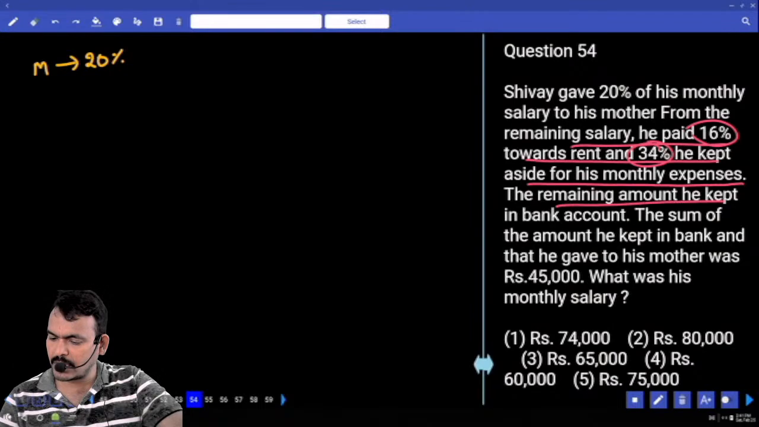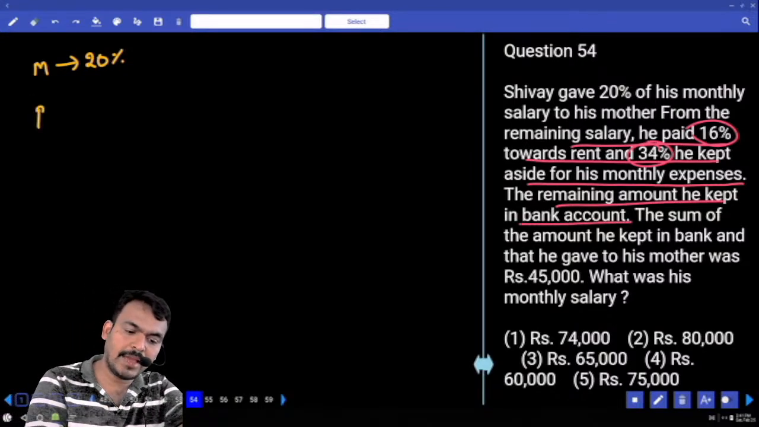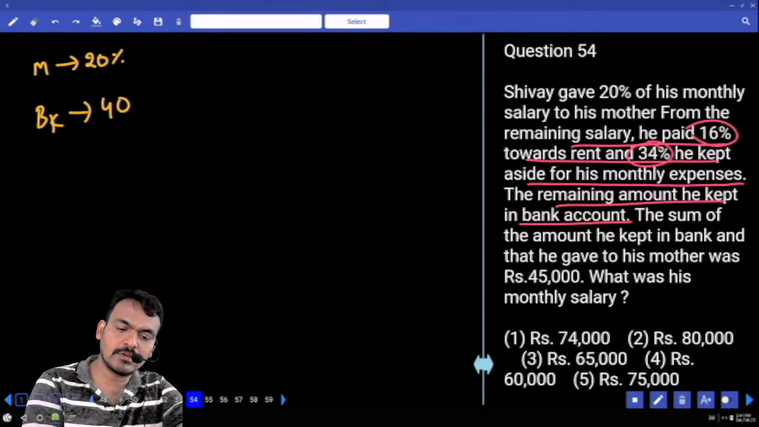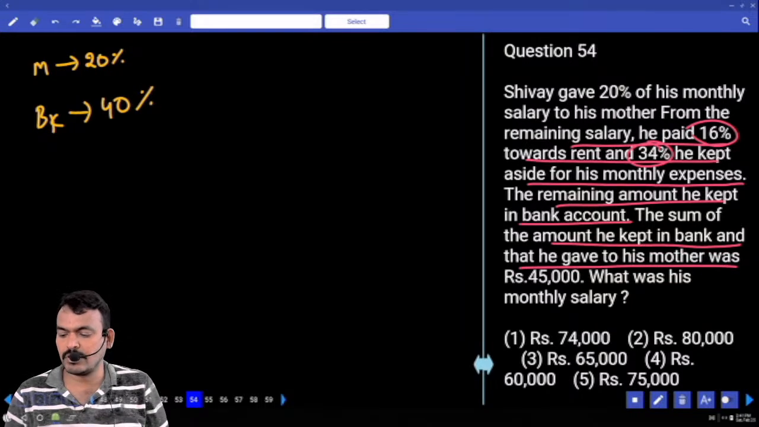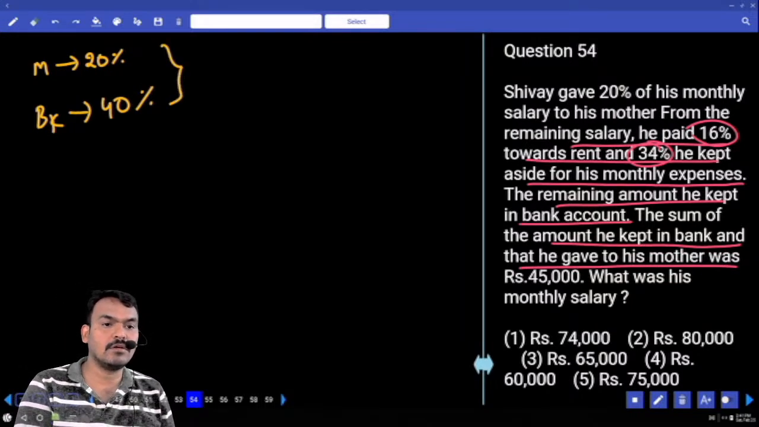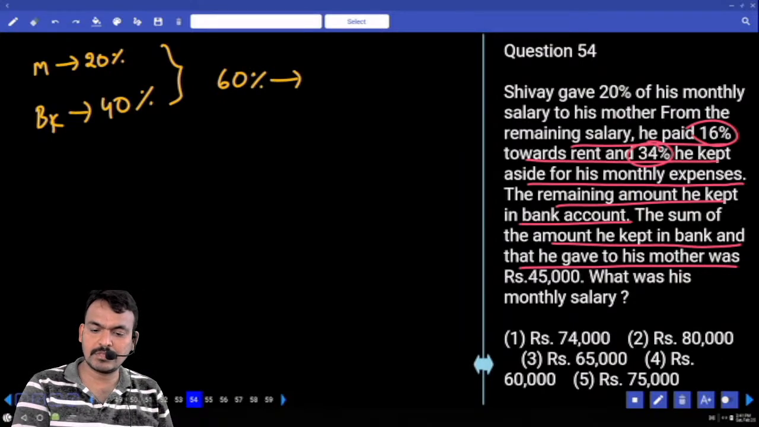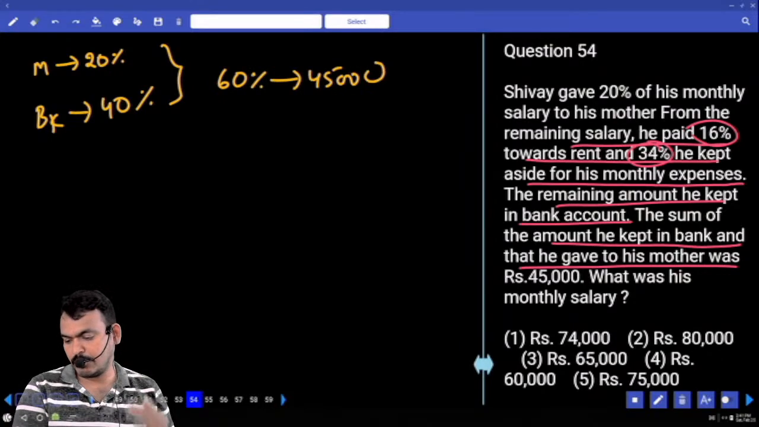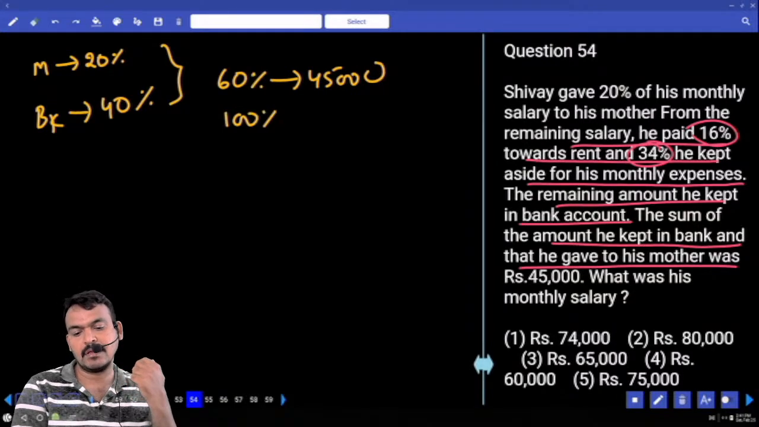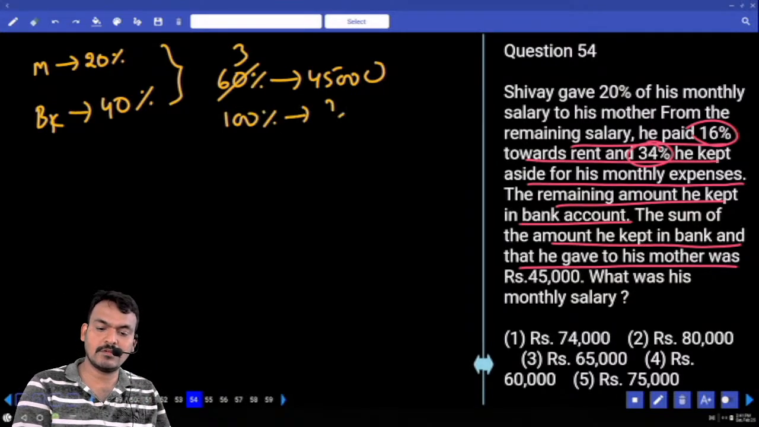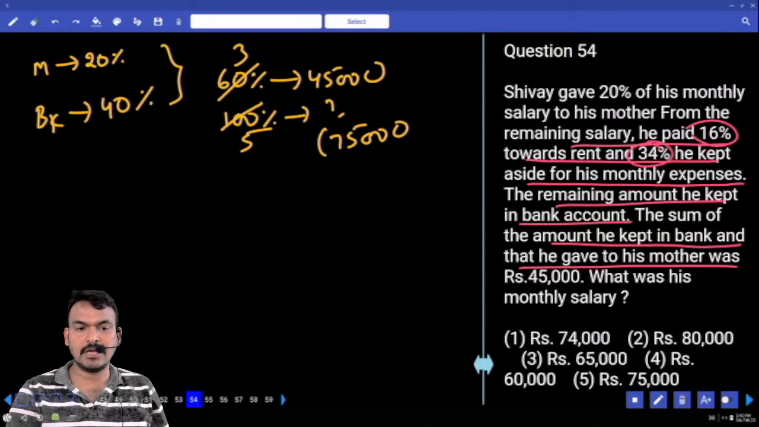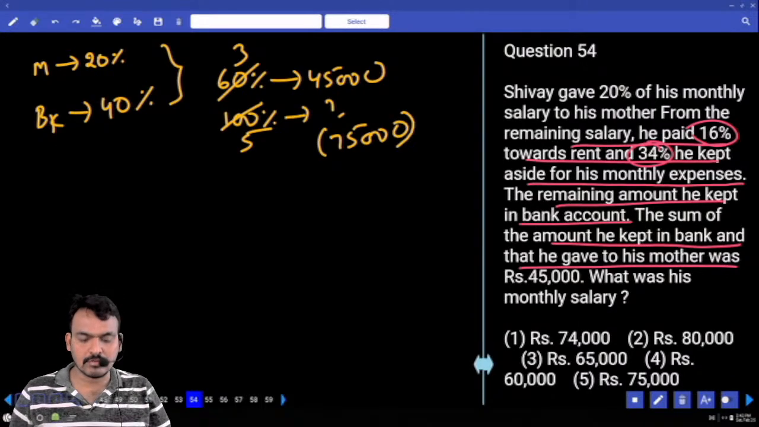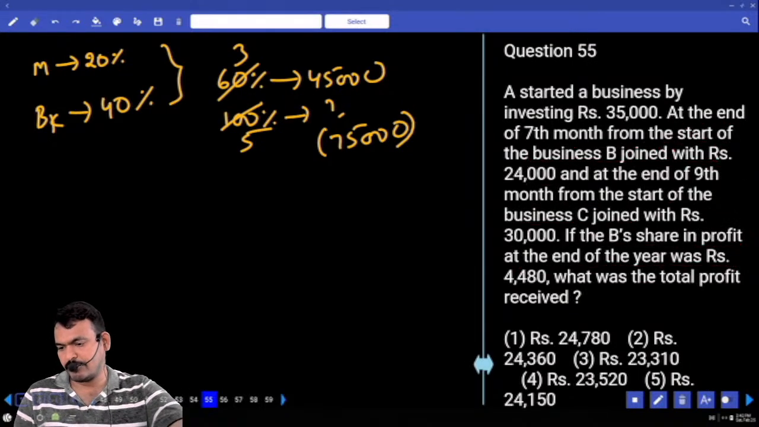And the remaining amount he kept in a bank account. Means the bank account is 40%. And what is the question here? The sum of the amount he kept in the bank and that he gave to his mother. Means 40 plus 20, 60%. 60% is 45,000. But we require the monthly salary. How much percent do we need? 100%. 3 times 5 times. 3 times 5 is 15. 15 5s are 75. What is the answer? 75,000.